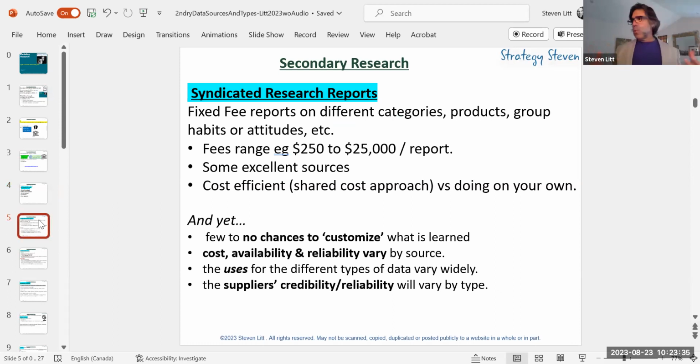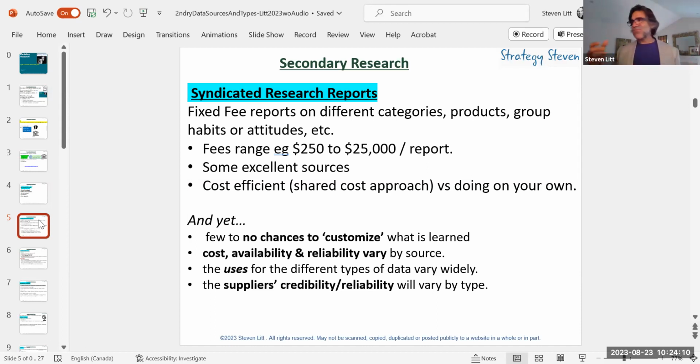So fixed fee reports on the chocolate category, petrol consumption, baking and the homes, finances and mortgages, different categories, different products. Group habits, they could be Gen Z and financing, seniors and home services. They range from 250, 300, $500, all the way up to 20,000 plus. And they tend to be really well written, very clearly written, and pretty cost efficient versus you trying to collect all that data on your own.